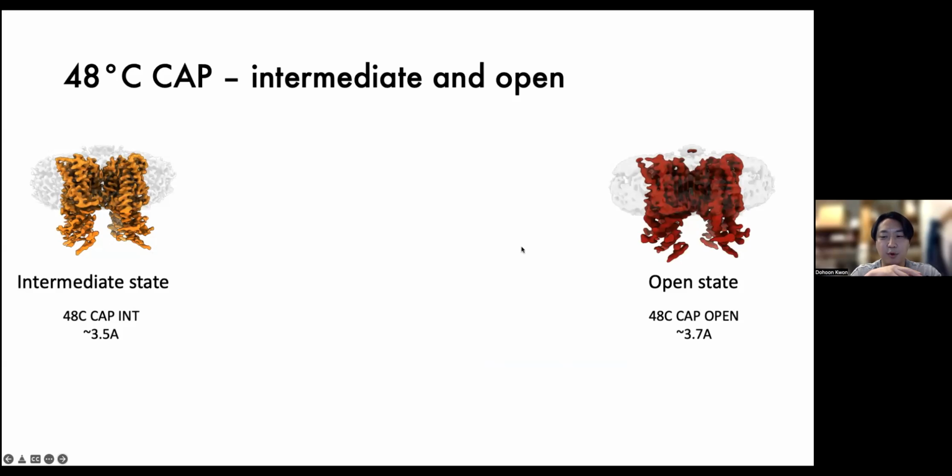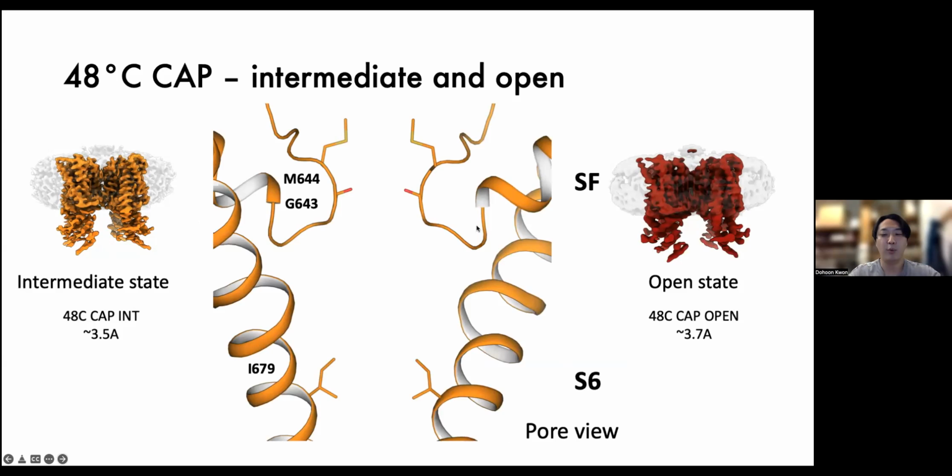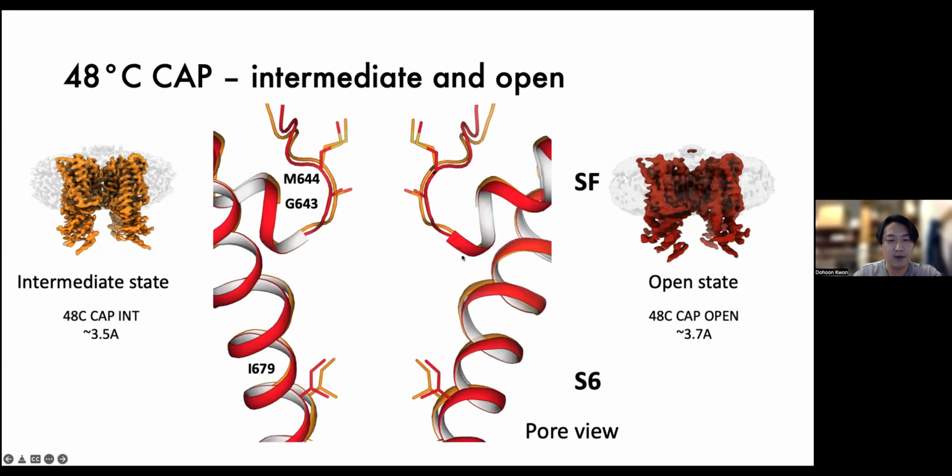Next, we treated with both capsaicin and noxious heat at the same time. As you can see here, we obtained two conformations in one data set. We call this one the intermediate state and this one the open state, based on the pore size. This is the pore focused view of the intermediate state. This is the selectivity filter and S6 gate. And the red one is the open state. As you can see here, both gates of this open state are dilated enough for ion conduction.